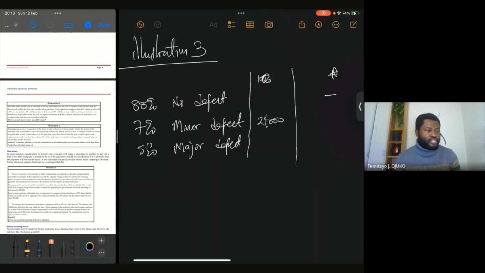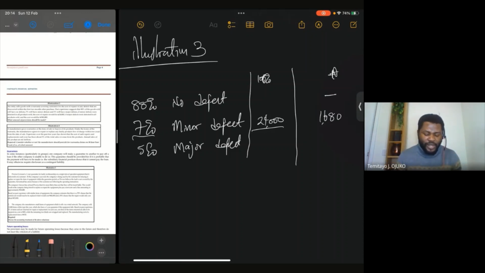Now all I need to do is just have what? 7%, right? 7% of 24,000. So 7% times 24,000 gives us 1680. That's the provision that will be made on the total number of goods that was sold.